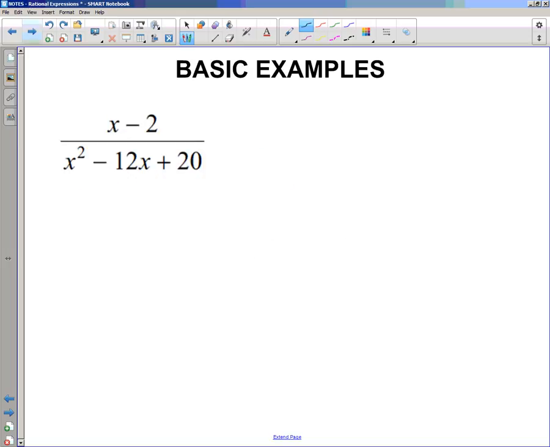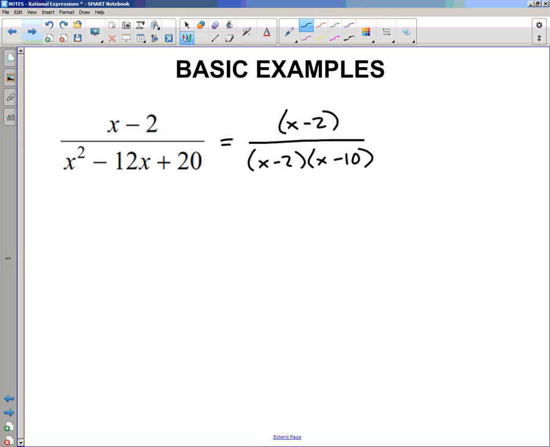Second example. Again, just a single fraction, so we're going to go ahead and just simplify as much as possible, beginning by factoring in the top and bottom. X minus 2 doesn't factor, so we'll write it as its own factor. And we can factor on the bottom here. This is going to factor into x minus 2 times x minus 10.